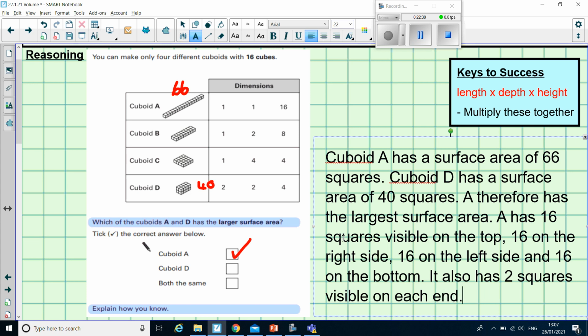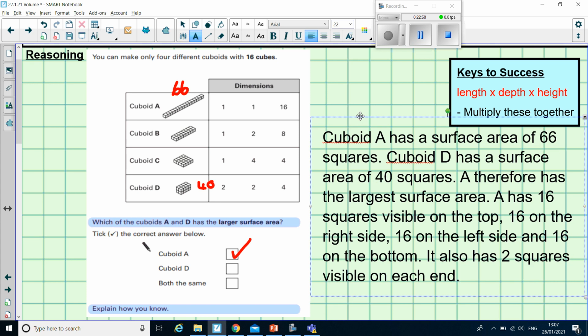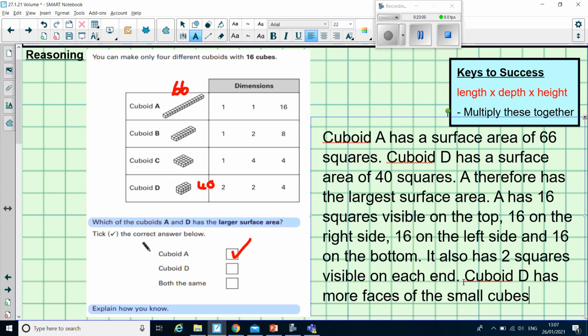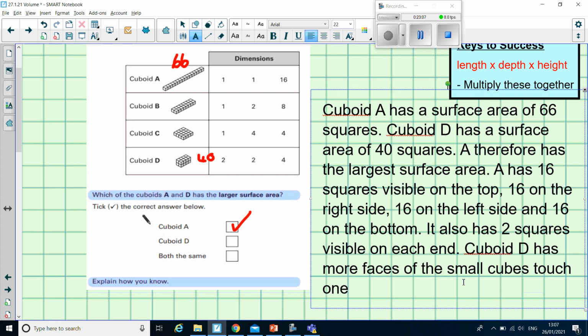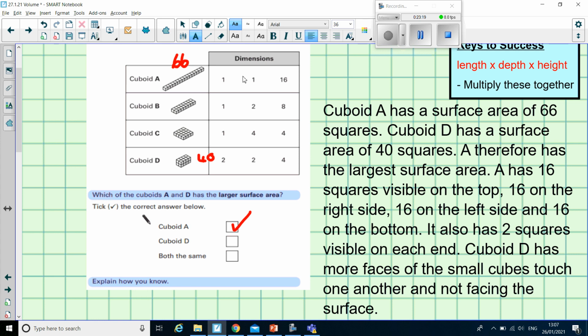The other thing I could add to my answer is the fact that cuboid D, there's lots of faces of the cubes, the little cubes that make it up, touching one another. So that is why cuboid A has got a larger surface area. So I'm going to go cuboid D has more faces of the smaller cubes touching one another and not facing the surface. Okay, see how I've done a really detailed answer there then, year 6, to that question.